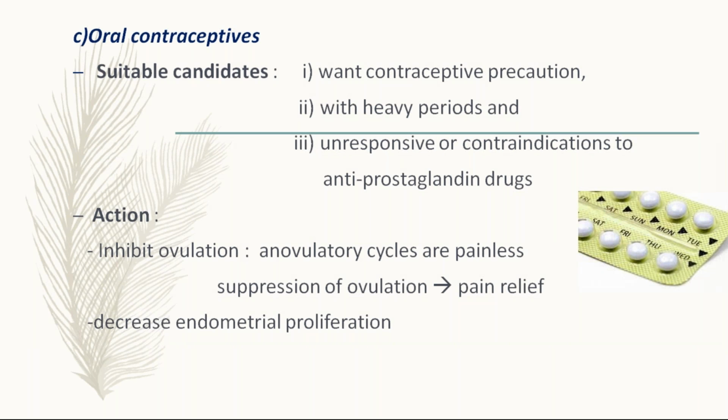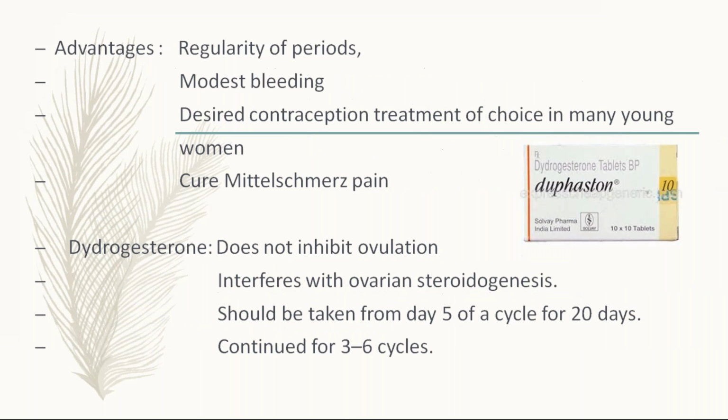Oral contraceptives. Suitable candidates are those who want contraceptive precaution, have heavy periods, and are unresponsive to or have contraindications to anti-prostaglandin drugs. Coming to the action, it inhibits ovulation. This is the main action of oral contraceptives. If it inhibits ovulation, there will be anovulatory cycles, which are painless, so automatically pain relief will be there. This also decreases endometrial proliferation and reduces heavy periods.